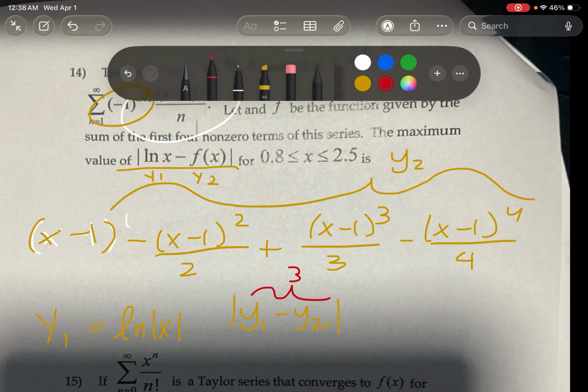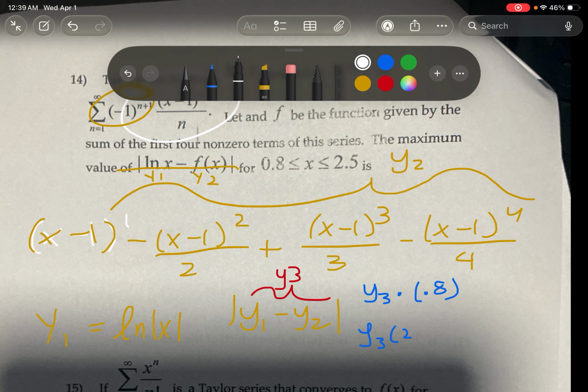Alright? So now, after you plugged in, go back to your regular calculator mode, and then do alpha trace y3, and then evaluate it at 0.8 and at 2.5.